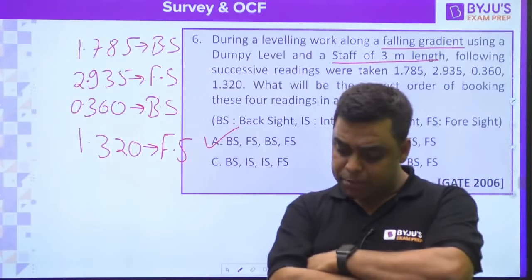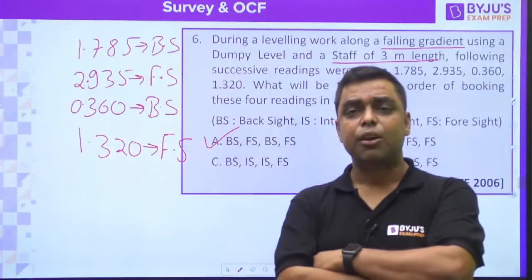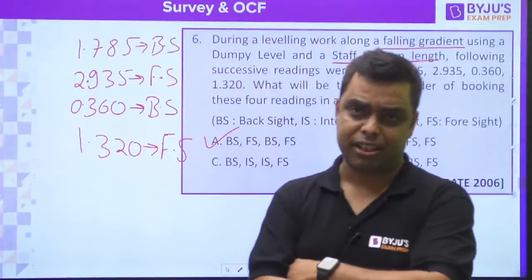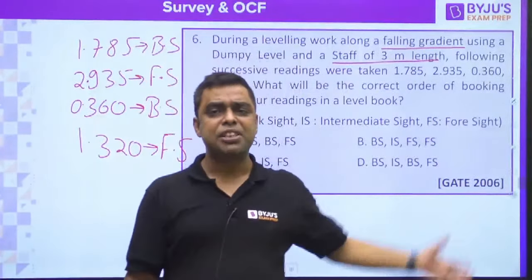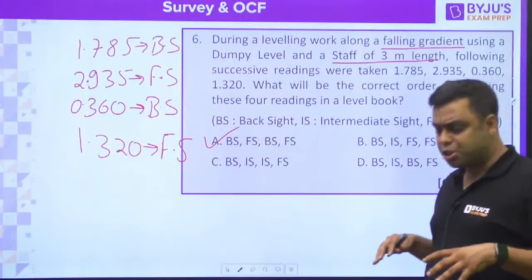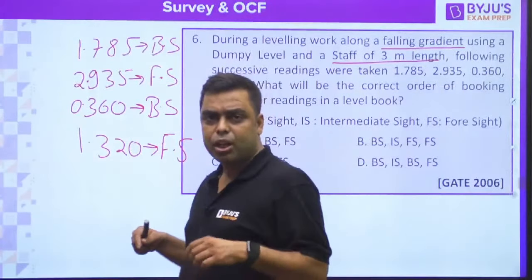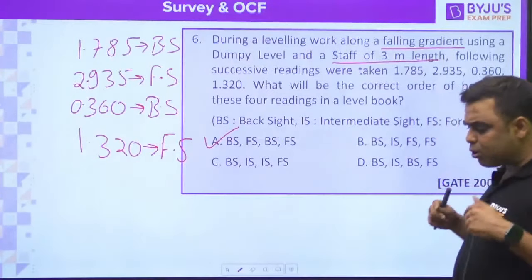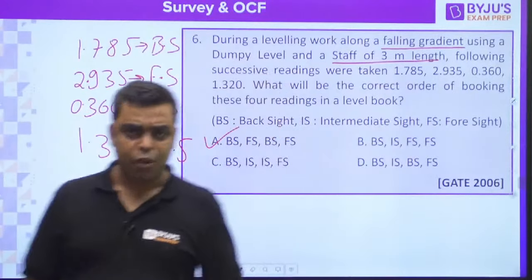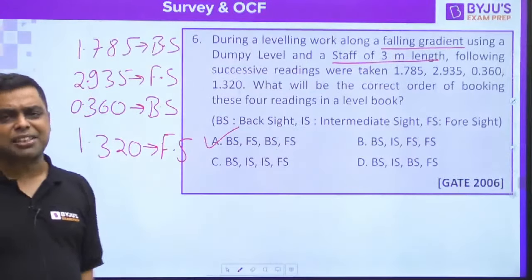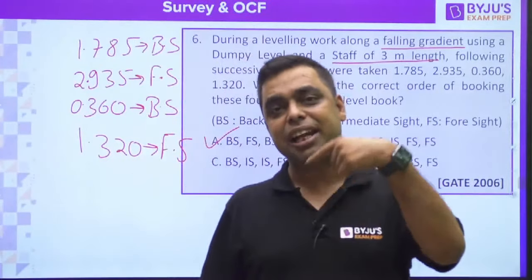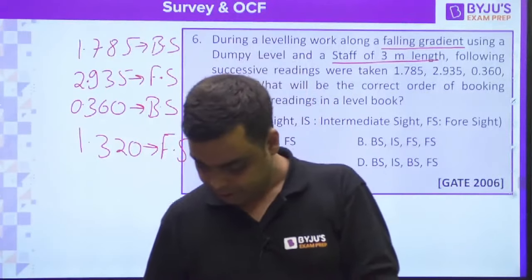Everyone is going wrong. PM ji is absolutely right. The first reading which is taken on change point or turning point is foresight. That is taken from the previous setting of instrument. Let us say this is my particular setting of instrument. Over here I have a change point. From this setting of instrument I will take my foresight at change point, and then from the next setting of instrument I will take backside on change point. So the first reading is taken as foresight and thereafter you go for the backside.